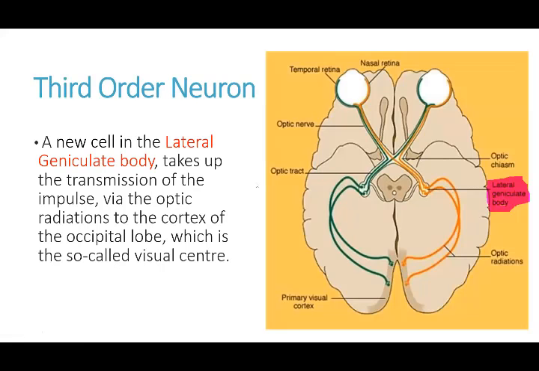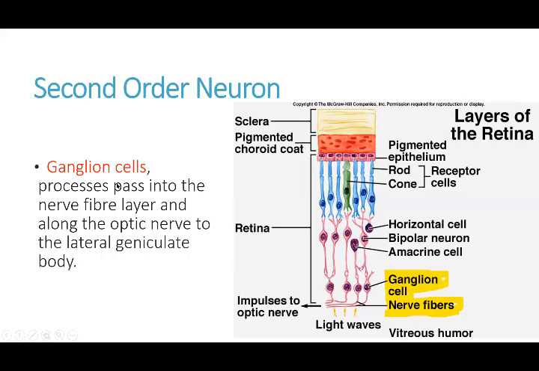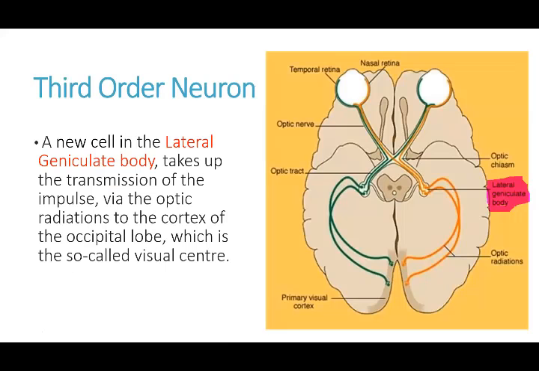Now, the second order neuron is the ganglion cells. The processes pass into the nerve fiber layer here. From the bipolar neuron, the ganglion cells pass as the nerve fiber layer and along the optic nerve to the lateral geniculate body. This is the lateral geniculate body over here. The new cell in the lateral geniculate body takes up the impulses and, via the optic radiations, takes them to the cortex of the occipital lobe over here, which is the so-called visual center.